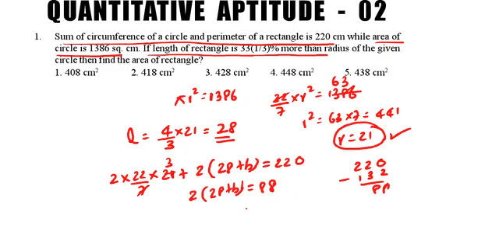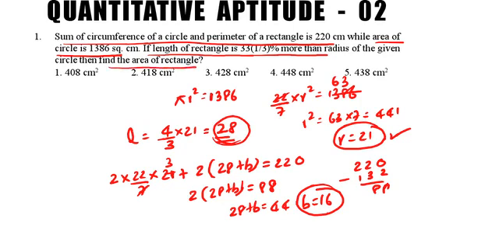Now 56 plus 2B is equal to 88. 2B is equal to 44. Or else 28 plus B is equal to 44. B is equal to 16. So breadth value 16, length value 28.